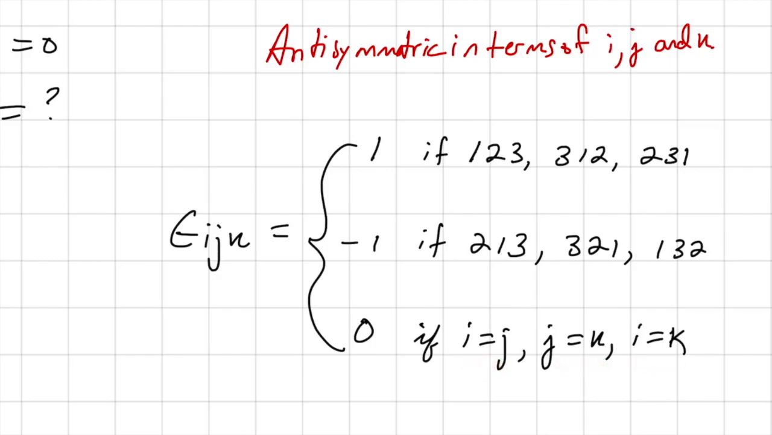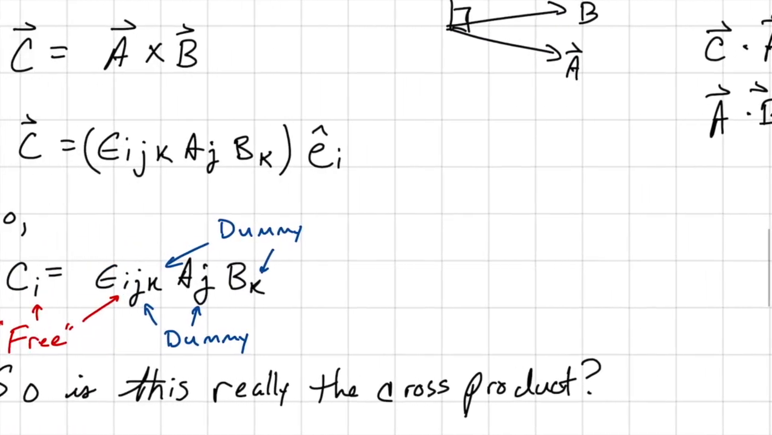So what does that mean? Well, if you have epsilon 1, 1, anything really, that's going to be 0. Or epsilon 1, j, 1, that's going to be 0. As it turns out, most of the elements of the antisymmetric tensor themselves are 0. And so we're going to use this totally antisymmetric tensor to calculate our cross product.